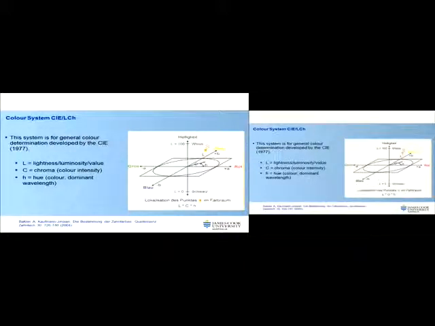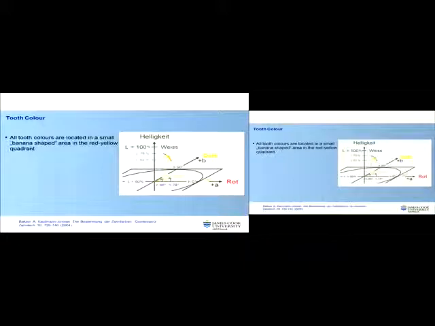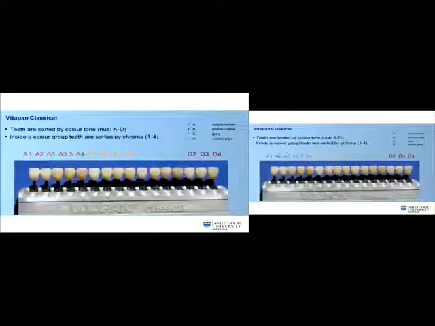All the colors are in a coordinate system between yellow, red, blue, and green. Sorry for the German words. Actually, in this three-dimensional system, all the tooth colors are in a very, very small area in the yellow-red quadrant area. That looks a little bit like a banana, and all the possible tooth colors are located there.